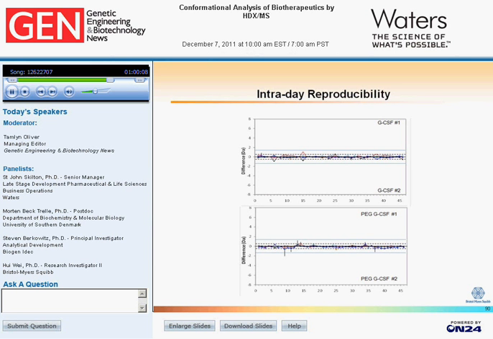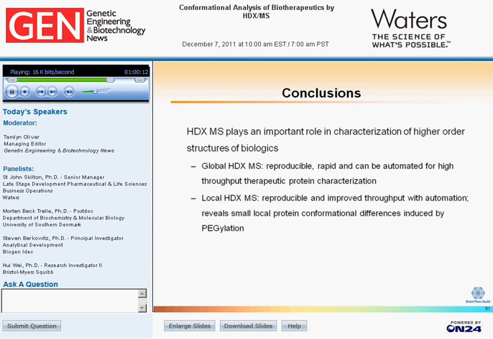In conclusion, HDX-MS plays an important role in the characterization of higher-order structures of biologics. At the global level, HDX-MS is highly reproducible, very rapid, and can be automated for high-throughput therapeutic protein characterization. For the local HDX-MS or peptide-level HDX-MS, it is also very reproducible and with much improved throughput with automation.